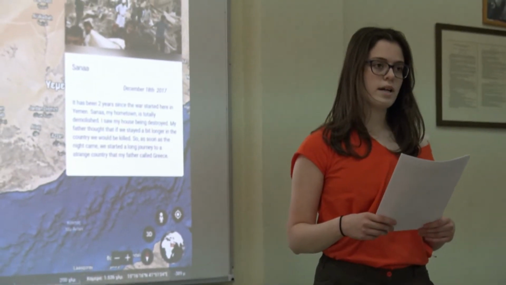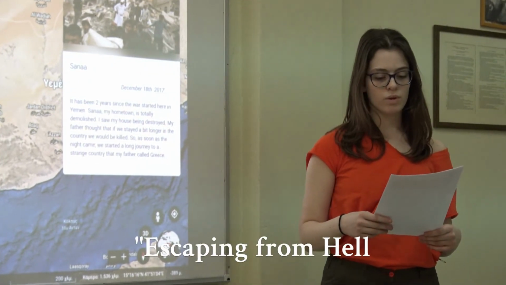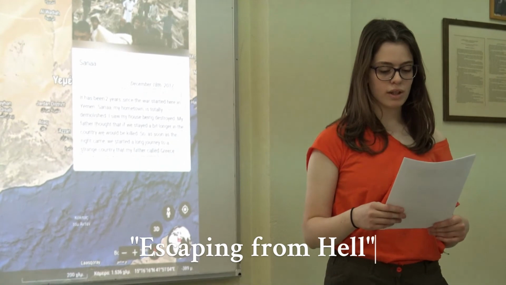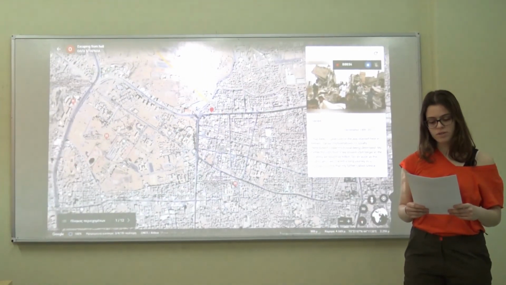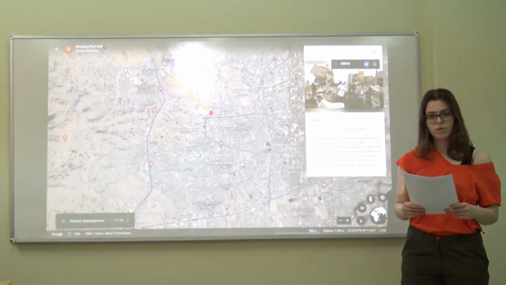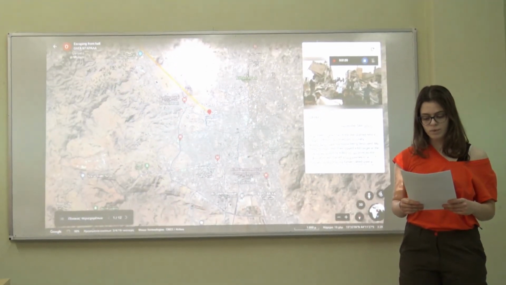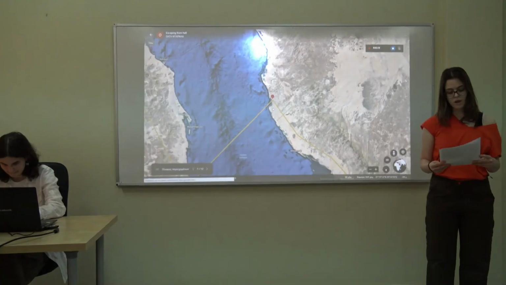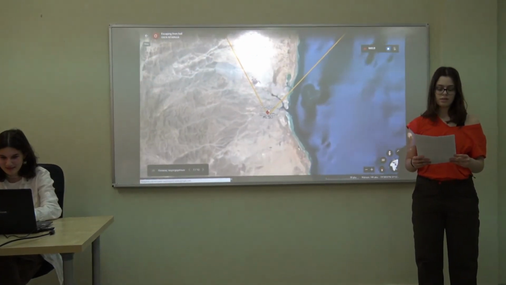Sana'a, December 18, 2017. It has been 2 years since the war started here in Yemen. Sana'a, my hometown, is totally demolished. I saw my house being destroyed. My father thought that if we stay a bit longer in the country, we would be killed. So as soon as the night came, we started a long journey to a strange country that my father called Greece.